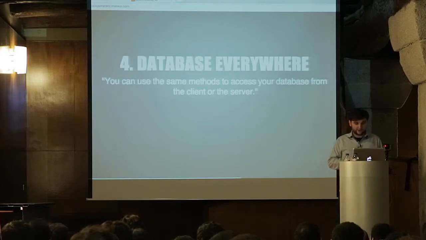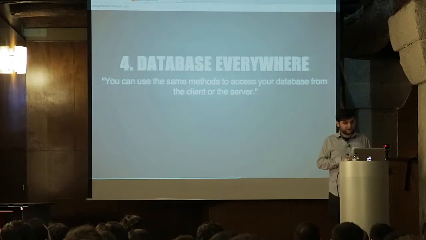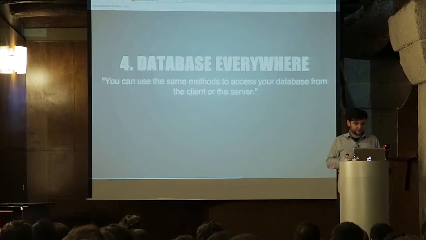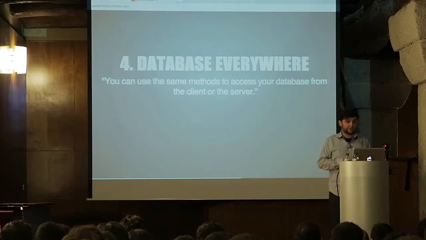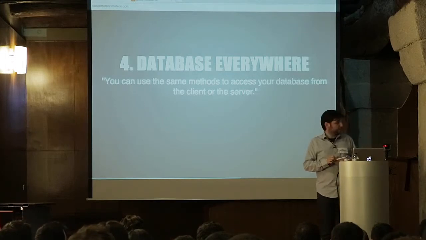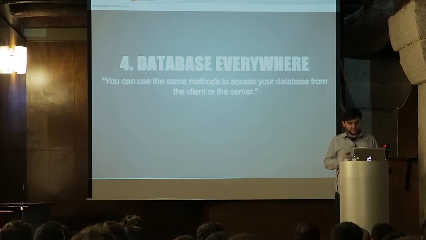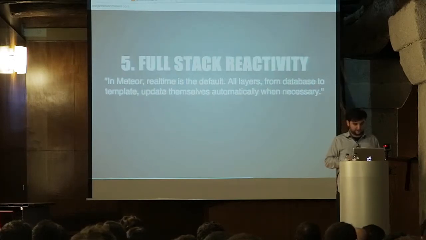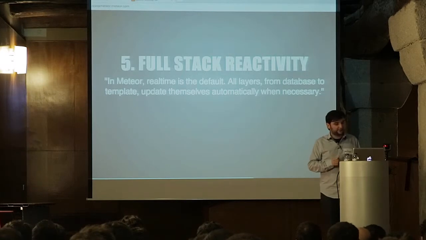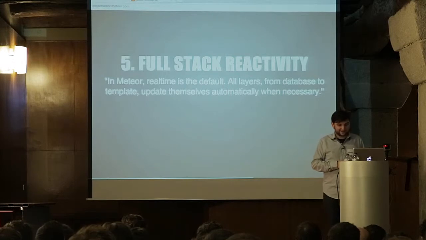Number 4, database everywhere. As I mentioned, the in-memory local cache, you can use the same methods to access your database from the client or the server. The client has a replica set that is a mini Mongo, and the server has a Mongo database on it, so we can replicate the same data and synchronize it on both ends. Now, full stack reactivity. In Meteor, real time is the default. All the layers from the database to the templates update themselves automatically when necessary.